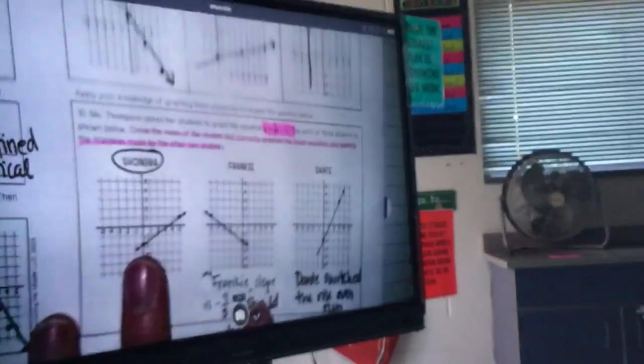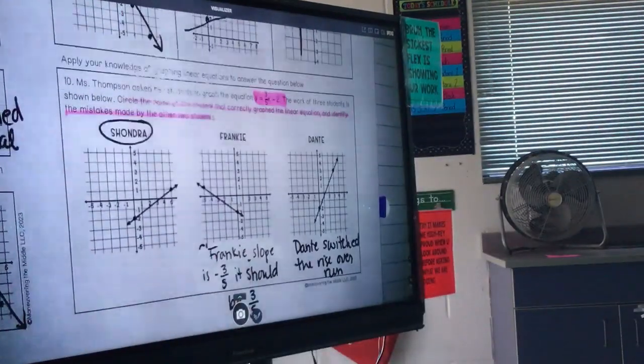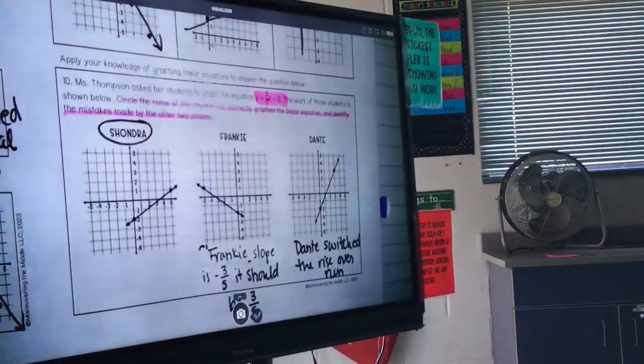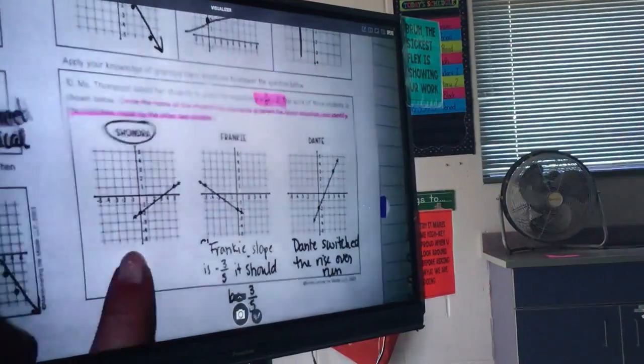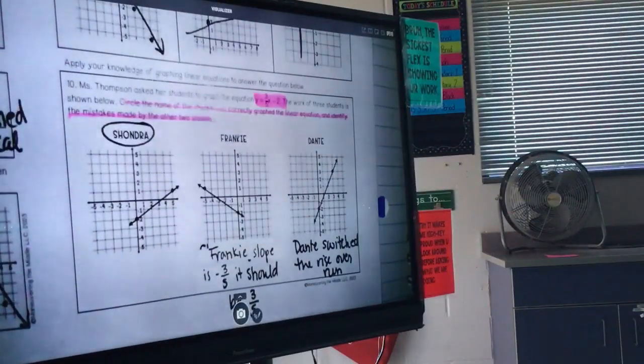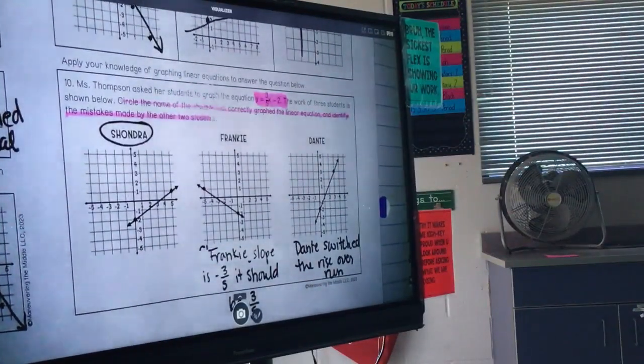All right, down here, you're using this equation, y equals 3/5 x minus 2, to determine which one of these graphs is correct. So you should have said this, Shanja, her graph was correct, and then Frankie and Dante were incorrect, and these are the reasons why. So Frankie was incorrect because he did what? He did it backwards. He made it a negative instead of keeping it a positive. And then what did Dante do? He did 5 over 3 instead of 3 over 5.